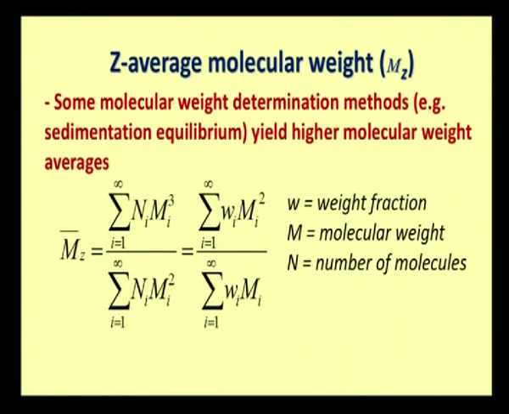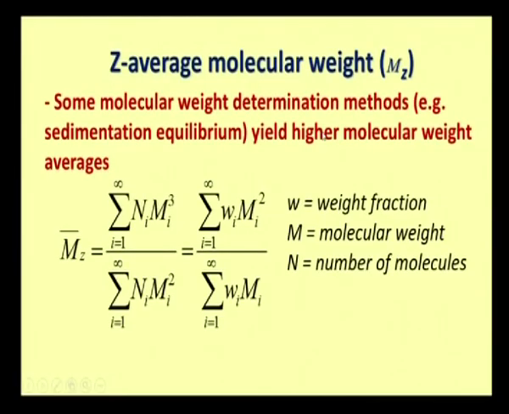So, in the case of number average, it is sigma Ni Mi by sigma Ni. In the case of weight average, it was sigma Ni Mi square by sigma Ni Mi, and in this case it is sigma Ni Mi cube divided by sigma Ni Mi square. Now, this method is very useful to determine the Z average molecular weight.